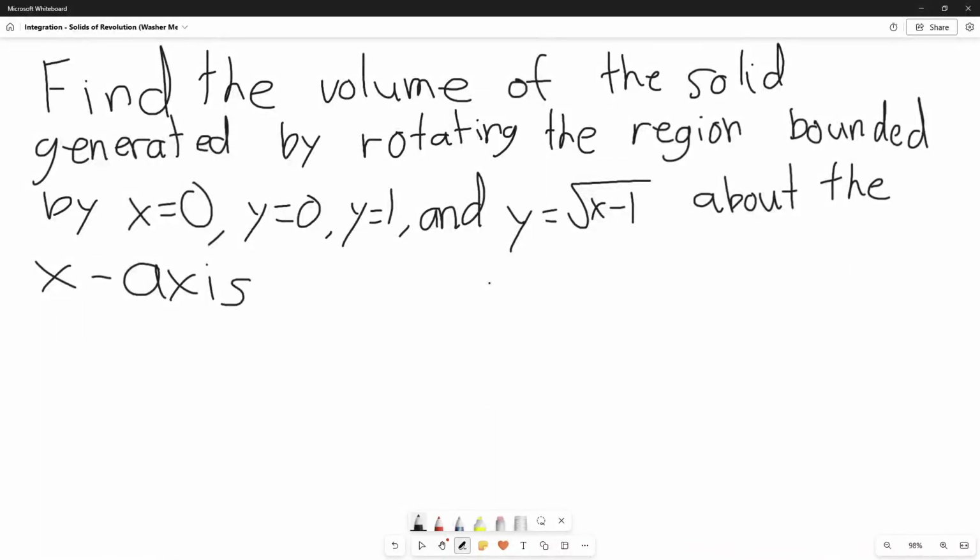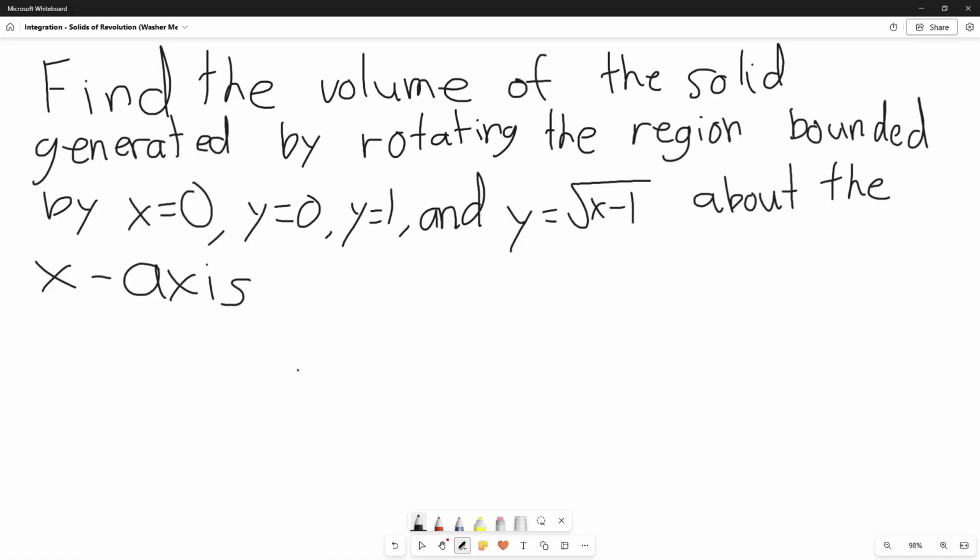So now let's do one last practice problem. If you think you know how to do this one, then pause the video and try it. This one says find the volume of the solid generated by rotating the region bounded by x equals 0, y equals 0, y equals 1, and y equals square root of x minus 1 about the x-axis.